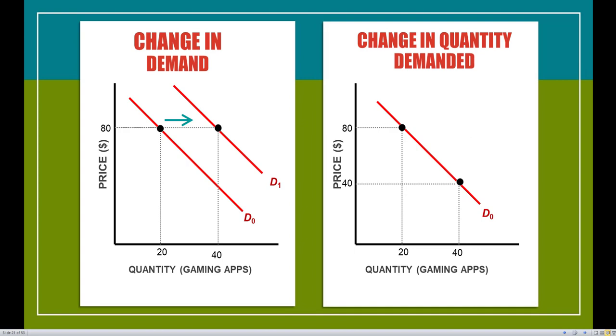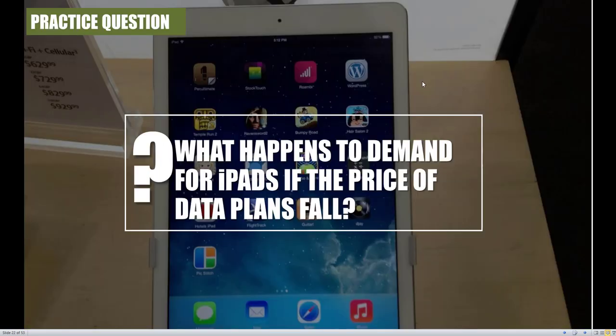So to wrap up this particular section, let's take a look at an example, and you tell me exactly what's happening, and whether it's a change in demand or a change in quantity demanded, and what should happen with our demand curve. What happens to the demand for iPads if the price of data plans falls? First of all, what type of market are we taking a look at? Are we taking a look at the market for iPads or the market for data plans? We're taking a look at the market for iPads because we're focusing on the demand for iPads. So that's the key words that we want to focus in on there.